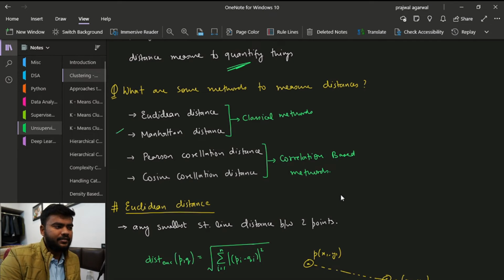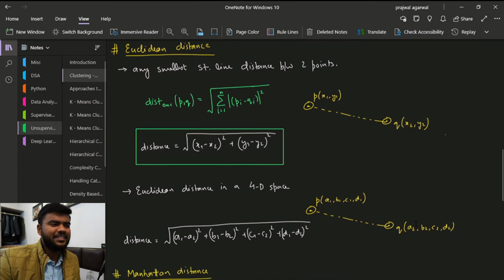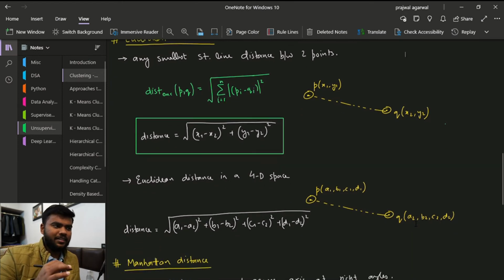So for that we have different distance measuring techniques. We have Euclidean and Manhattan distance, and then we have correlation based methods, Pearson correlation and cosine correlation. In the course we will just discuss Euclidean distance, but we will also understand what Manhattan distance is. What is Euclidean distance? Euclidean distance is nothing but our simple distance formula from the 9th standard. We have 2 points (x1, y1) and (x2, y2). What is the distance between these 2 points? It is the square root of (x1 minus x2) whole squared plus (y1 minus y2) whole squared. So this is the distance.